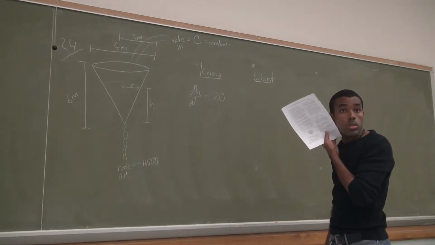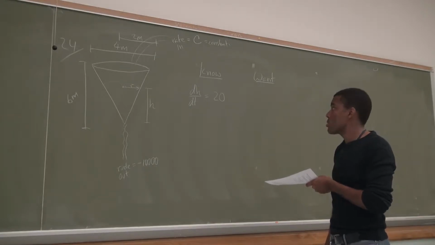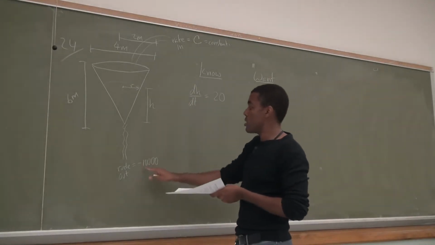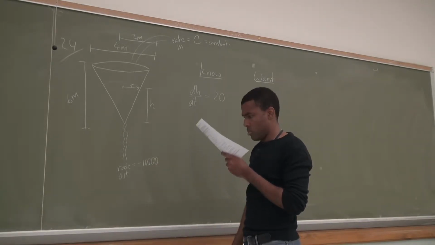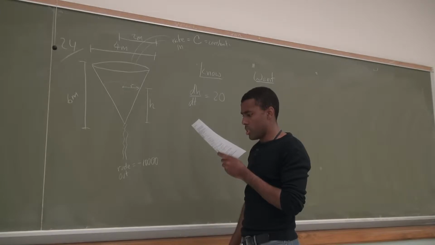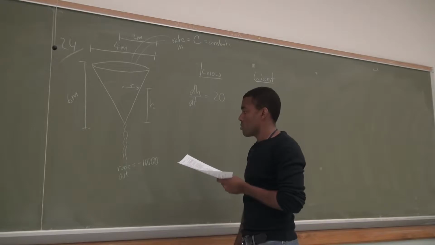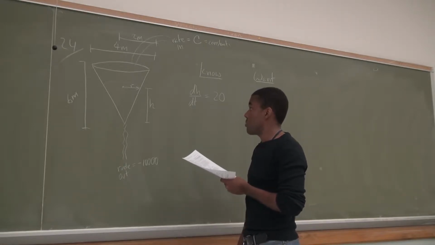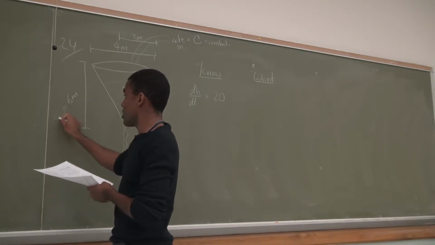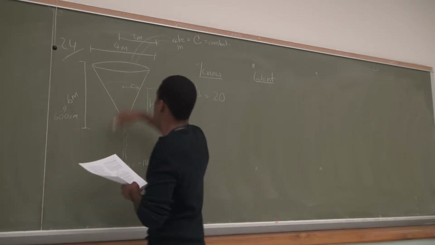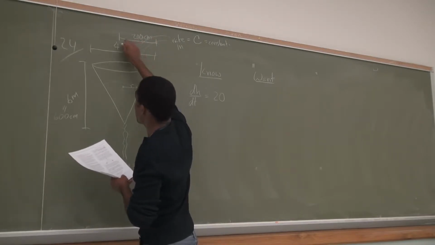Isn't it better to put everything into one unit? H is a height, and this one is a volume. Everything else is in meters, so you've got to convert everything. Everything here looks like centimeters. Sure, so this would be how many centimeters? 600. This would be 200. This would be 400.